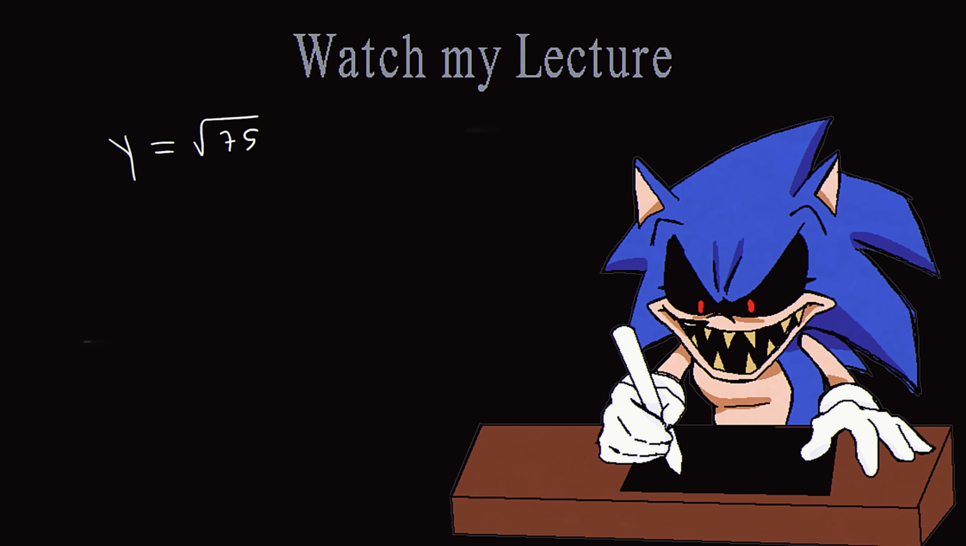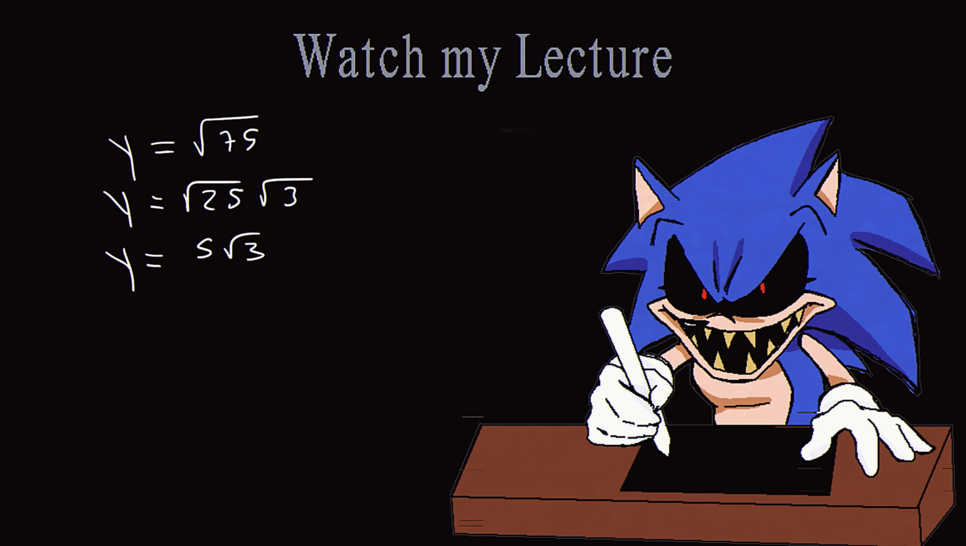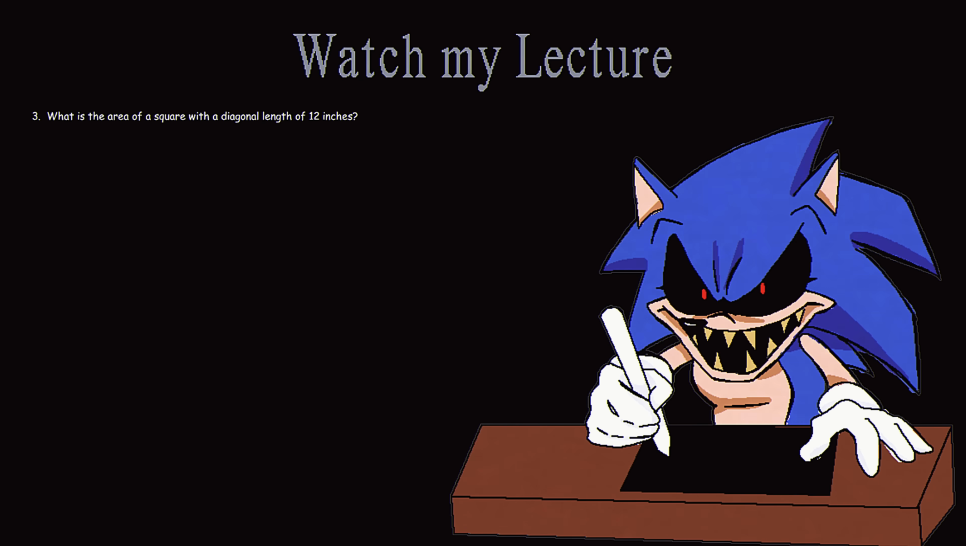Now how can we simplify this value to get the exact answer in its fully simplified form? What perfect square goes into 75? 25 is the perfect square that goes into it. 25 times 3 is 75. And the square root of 25 is 5. So y is equal to 5 square root 3. Now let's work on some word problems.